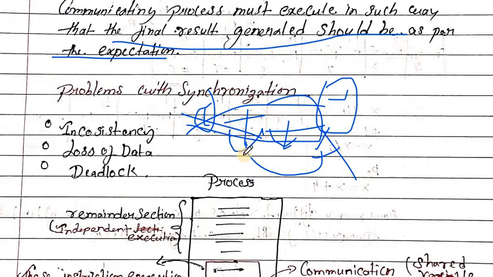Deadlock means the deadlock happens if a process tries to access a resource while another process is holding that resource and trying to access another resource. The deadlock condition we will see in detail in an upcoming video.